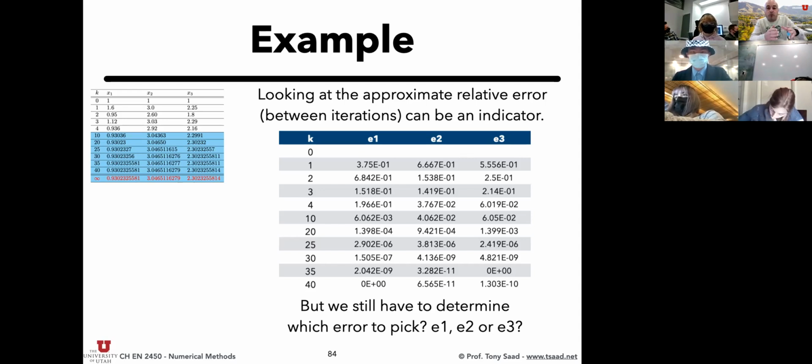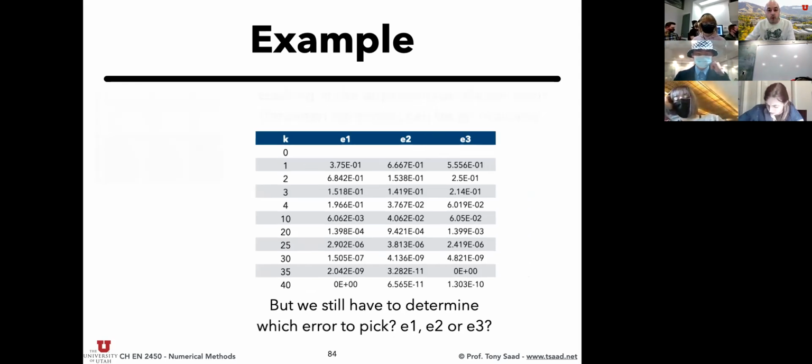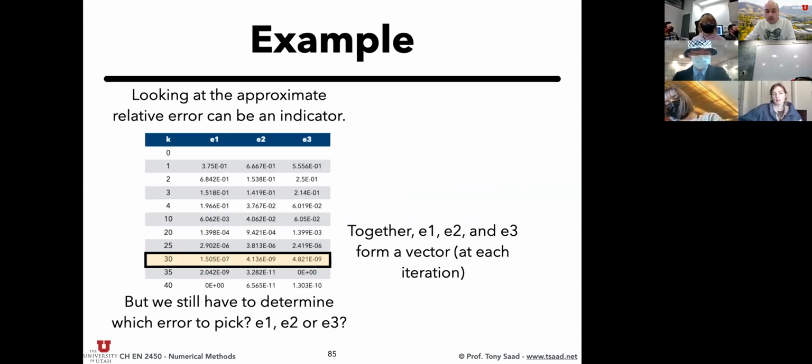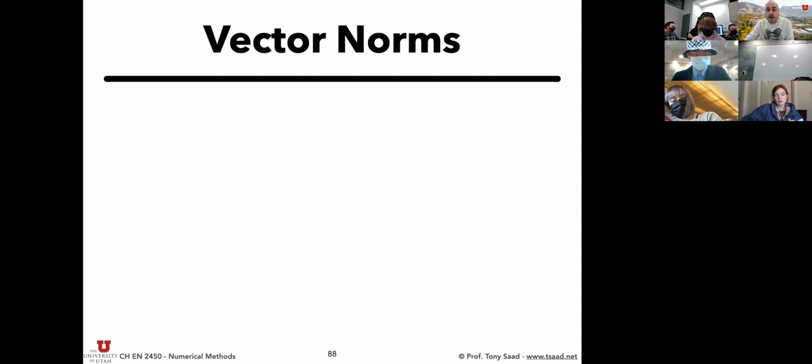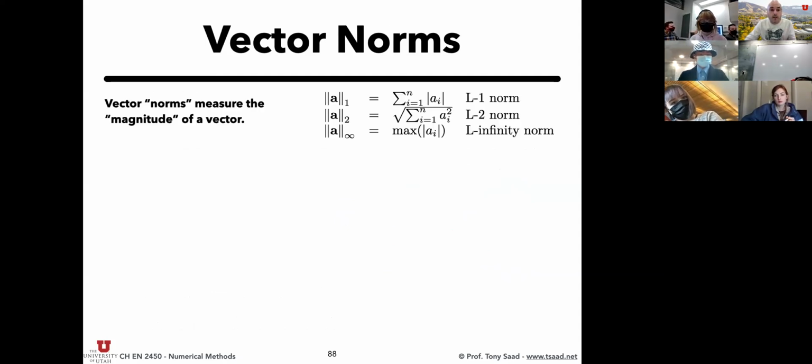Remember, you might have 100,000 of these errors at a given iteration, okay? So you need to take their aggregate value all together. And this is what I'm showing here on this slide. So together, E1, E2, and E3 form a vector at each iteration. And that collective measure, I'm going to call it vector norms, which you have studied.